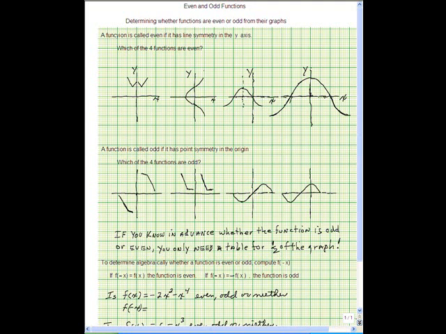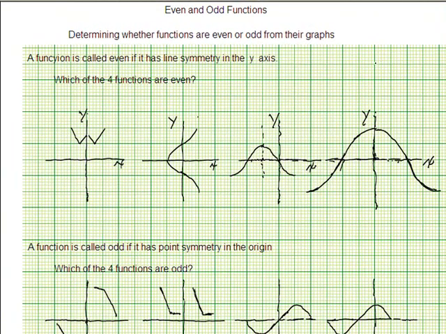This podcast is on the subject of even and odd functions. I'd first like to demonstrate what I mean graphically by an even and an odd function. How do we determine by looking at a graph whether a function is odd or even? Well, a function is called even if it has symmetry, that is line symmetry, in the y-axis.